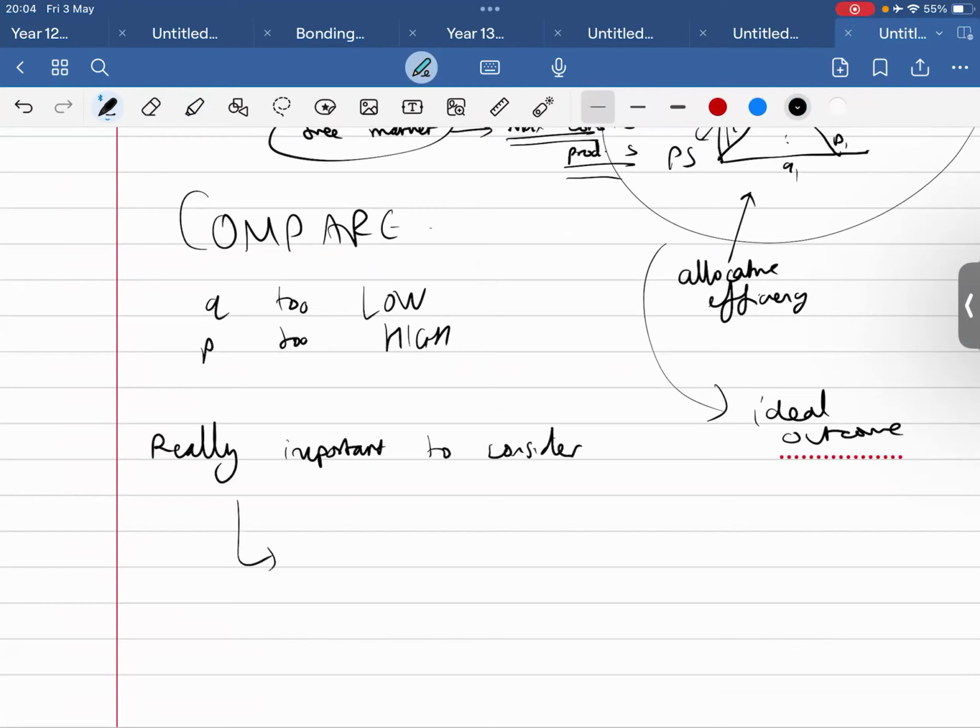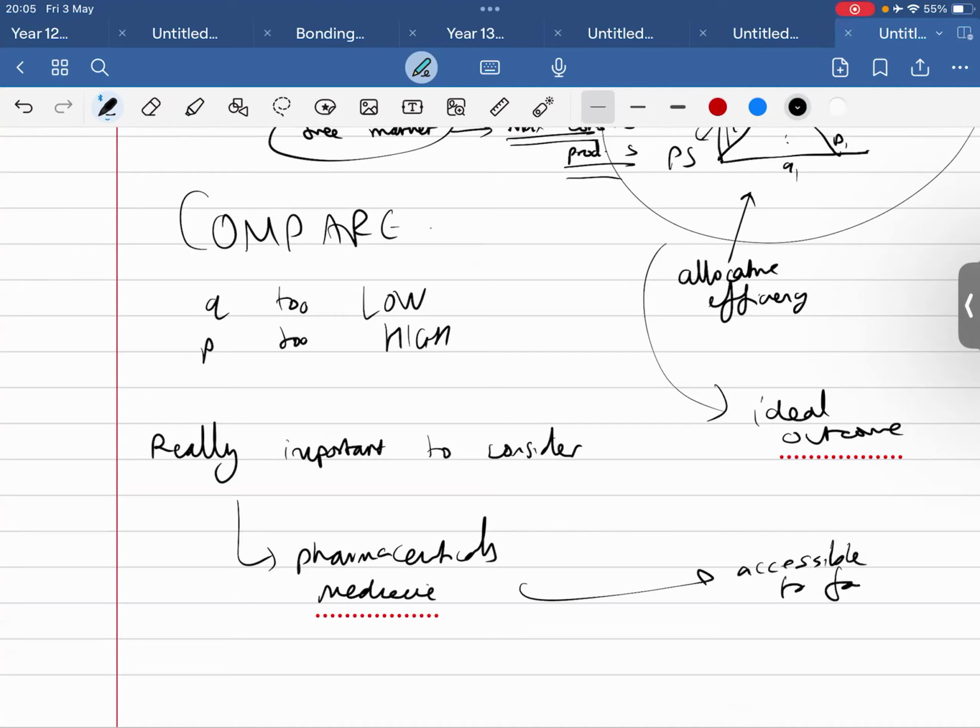If the monopoly is selling, say, pharmaceuticals, monopolies often sell medicine. Then it's really important for them to have a high quantity and a low price because it has to be accessible to all. And that's the downside, that monopolies sell products which are not accessible to all.